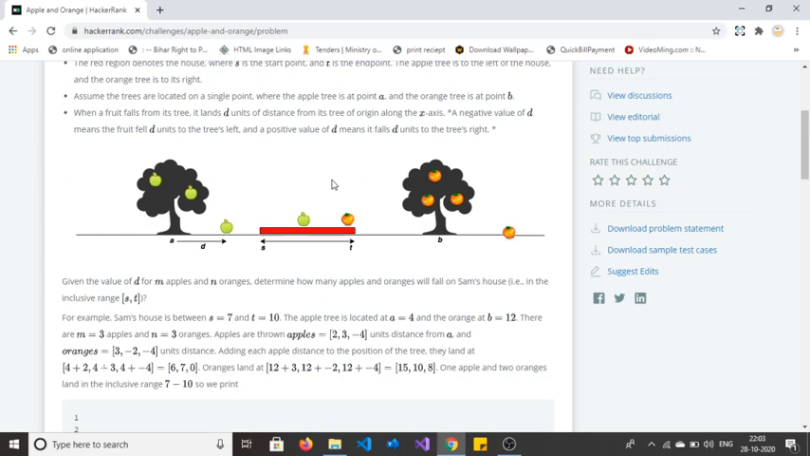When a fruit falls from its tree, it lands d units of distance from its tree along the x-axis. A negative value of d means the fruit fell d units to the left of the tree, and a positive value of d means it fell d units to the right of the tree.